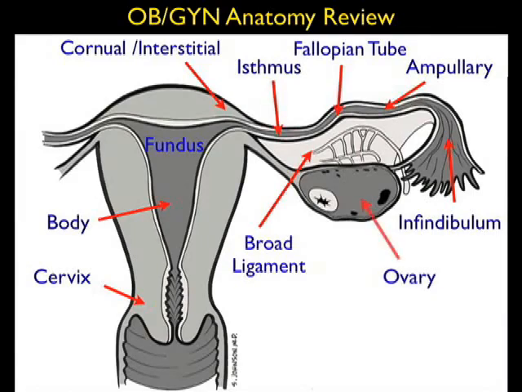We also see here the broad ligament, which encases the fallopian tube and ovary in the lateral region of the adnexa. Remember that the ovary is relatively mobile within the broad ligament.